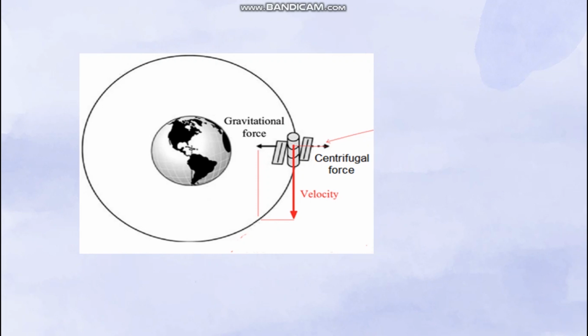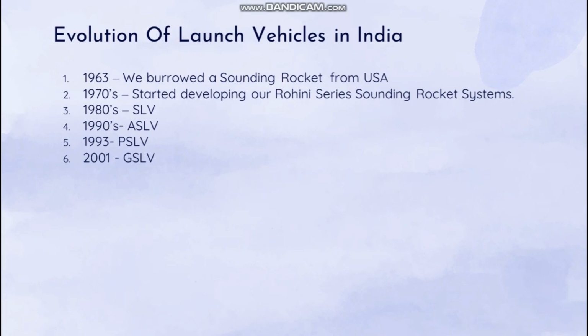So to overcome this issue, there will be periodic firing of onboard engines to get the satellite back into its orbit. So having understood the basics, we will now discuss the evolution of launch vehicles in India.